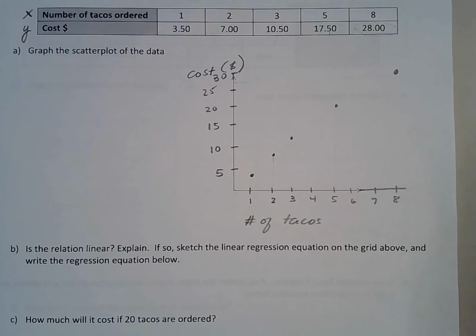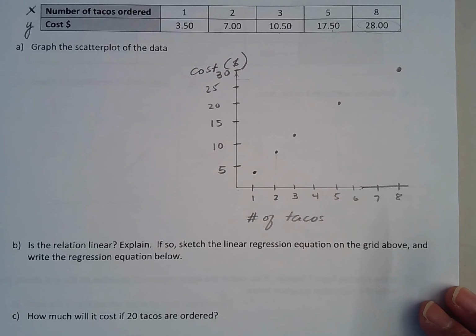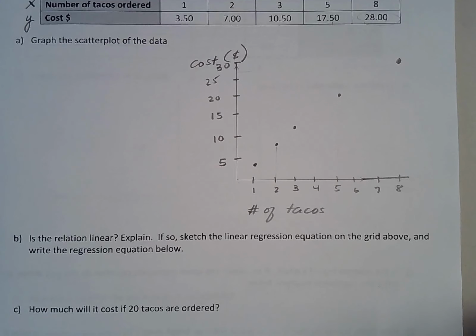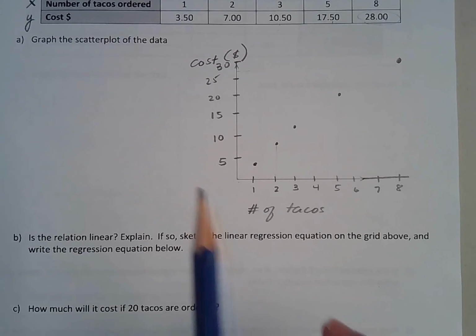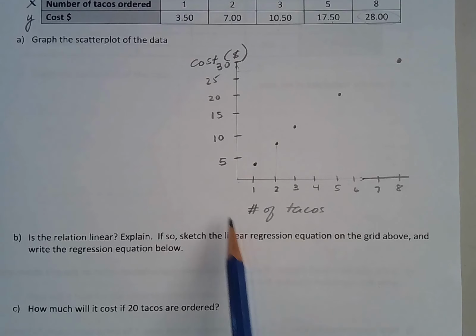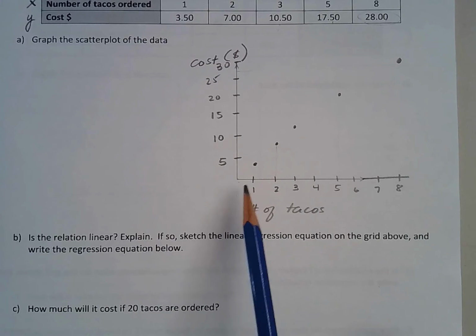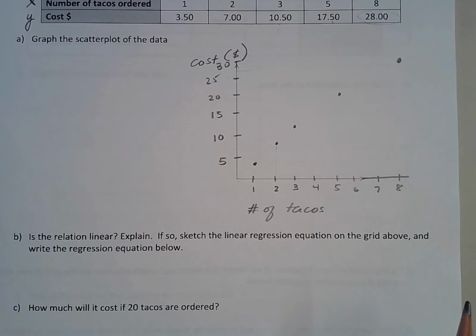So we got our points on there. Any questions about that one? That one should be easy, right? We know how to do that one. The only thing that I would want to say is make sure your labels are there with units, and then your increments, you have equal increments there.